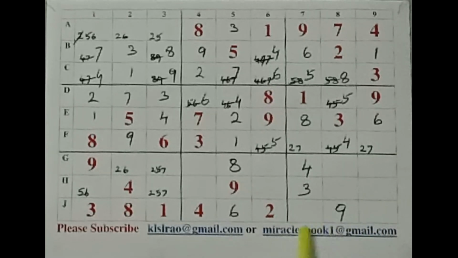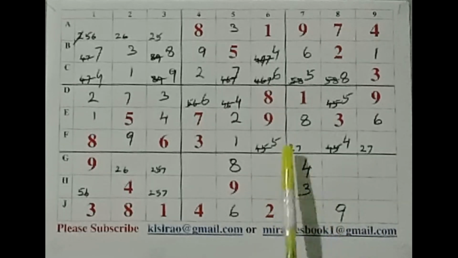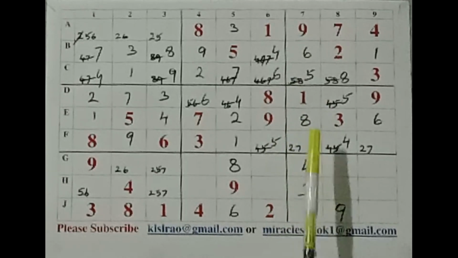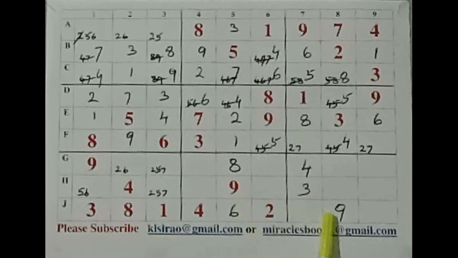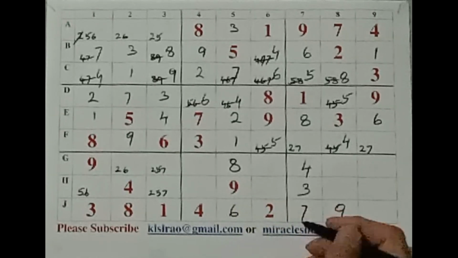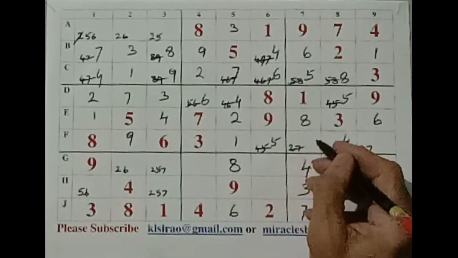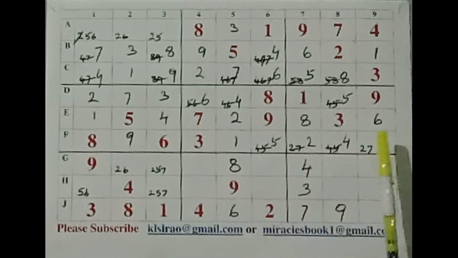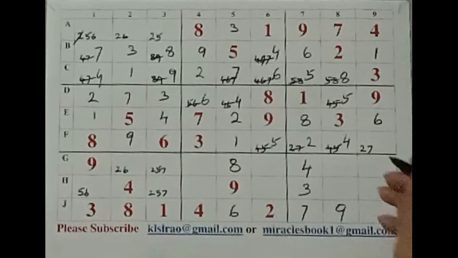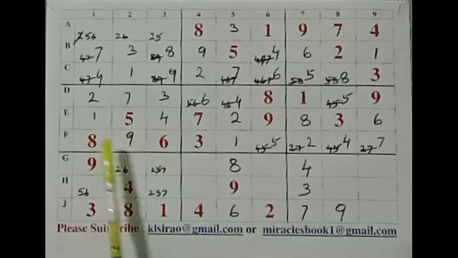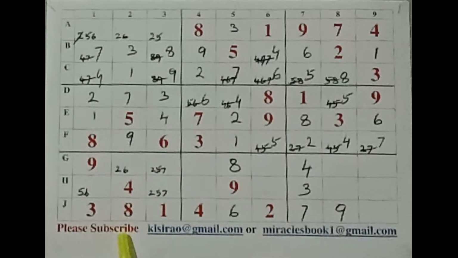And what else? Look at this column, number 7. Only 2 vacancies are there for 2 and 7. We have this 2 here, therefore we can write our number 7 here and correct that pair and fix number 2 there. And here it can be 7. Now that strip is complete.